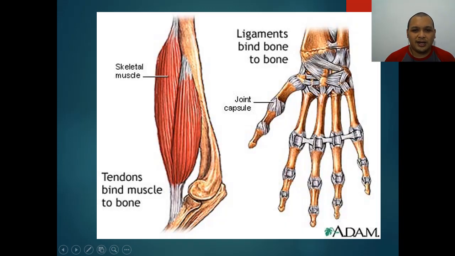So let's see our tendon. Tendon is like this. It's actually a dense connective tissue that binds the muscle to the bone. Okay, and we can also find dense connective tissue in ligaments.